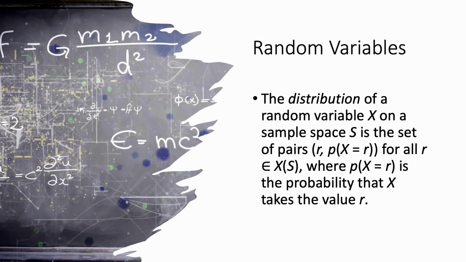A random variable is a function from the sample space of an experiment to the set of real numbers. That is, a random variable assigns a real number to each possible outcome.